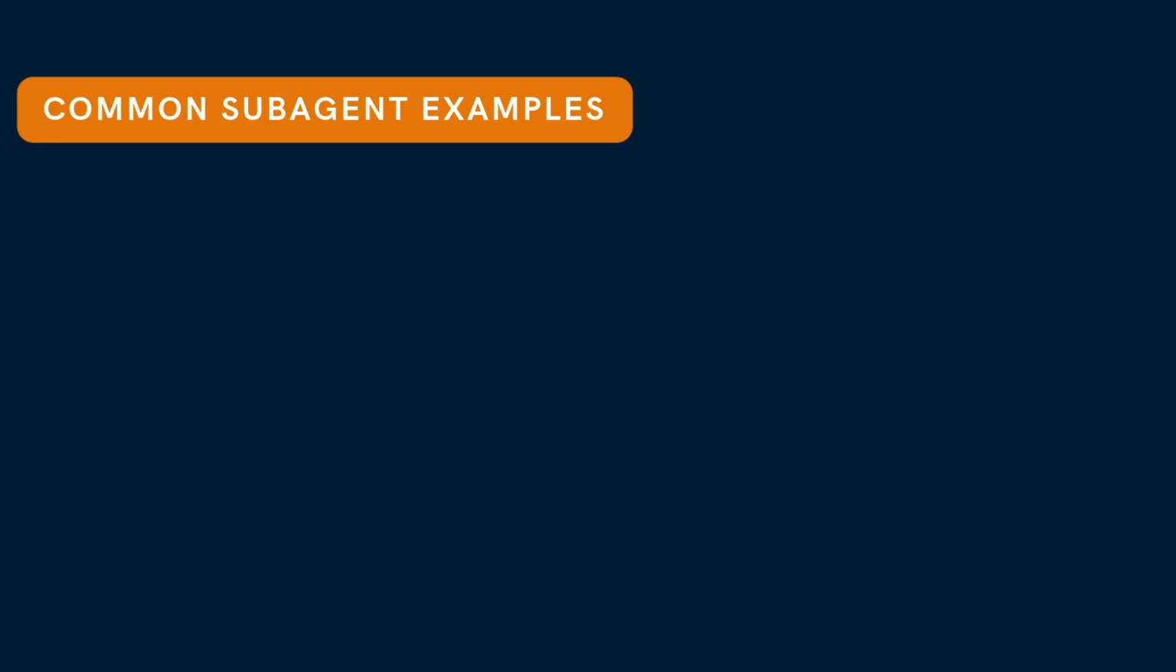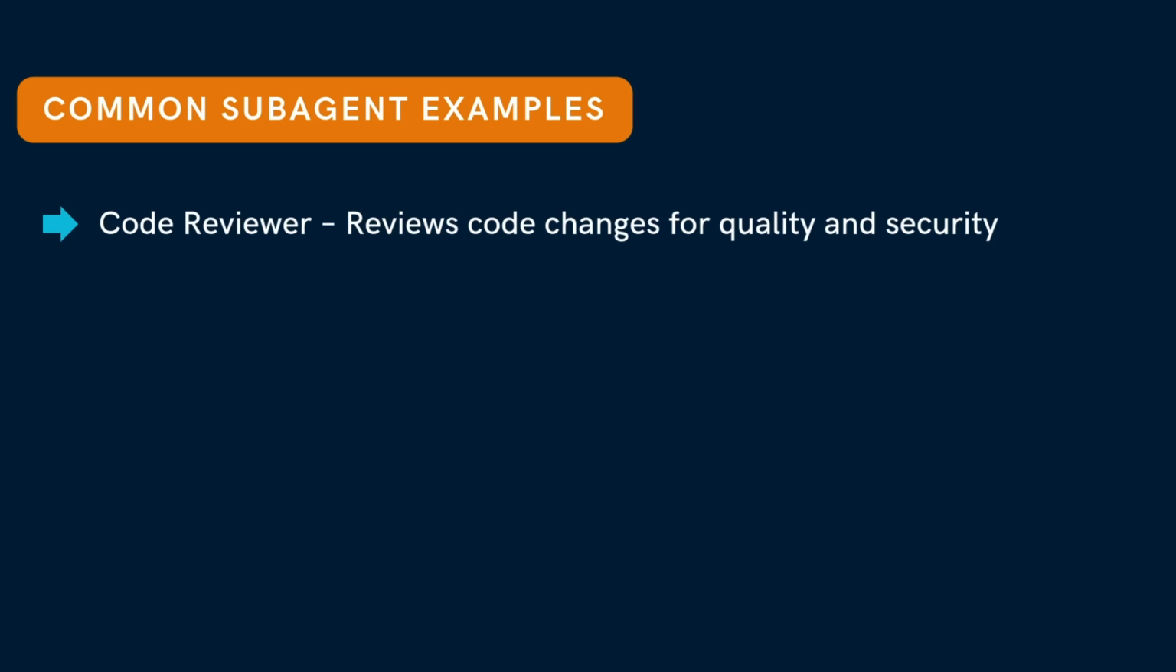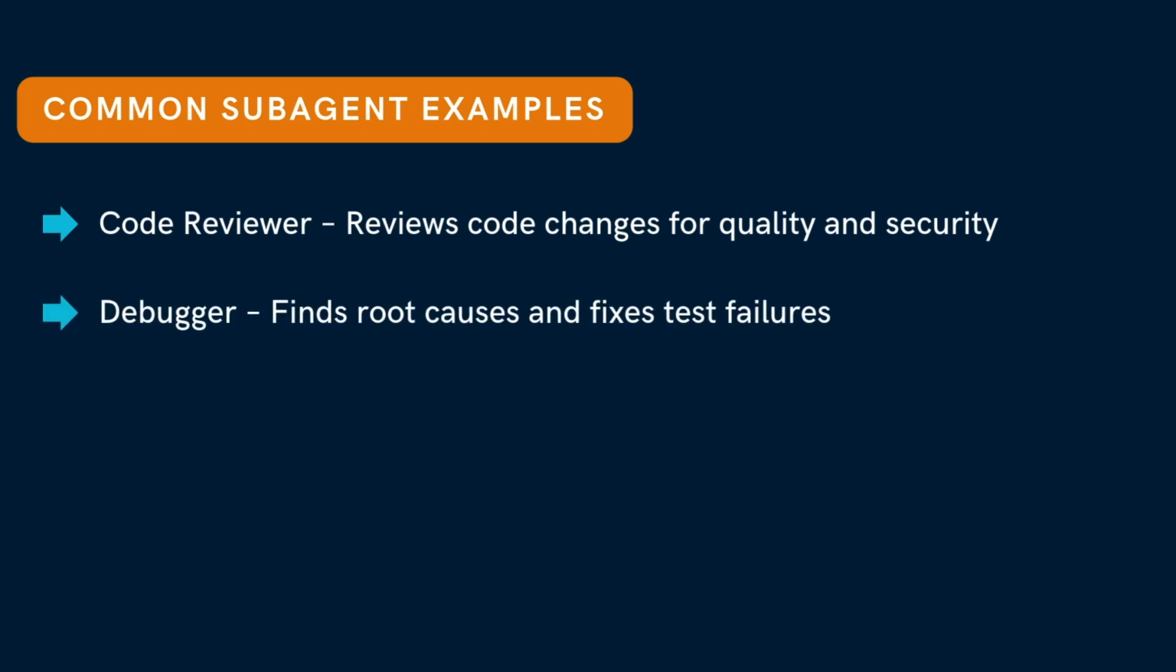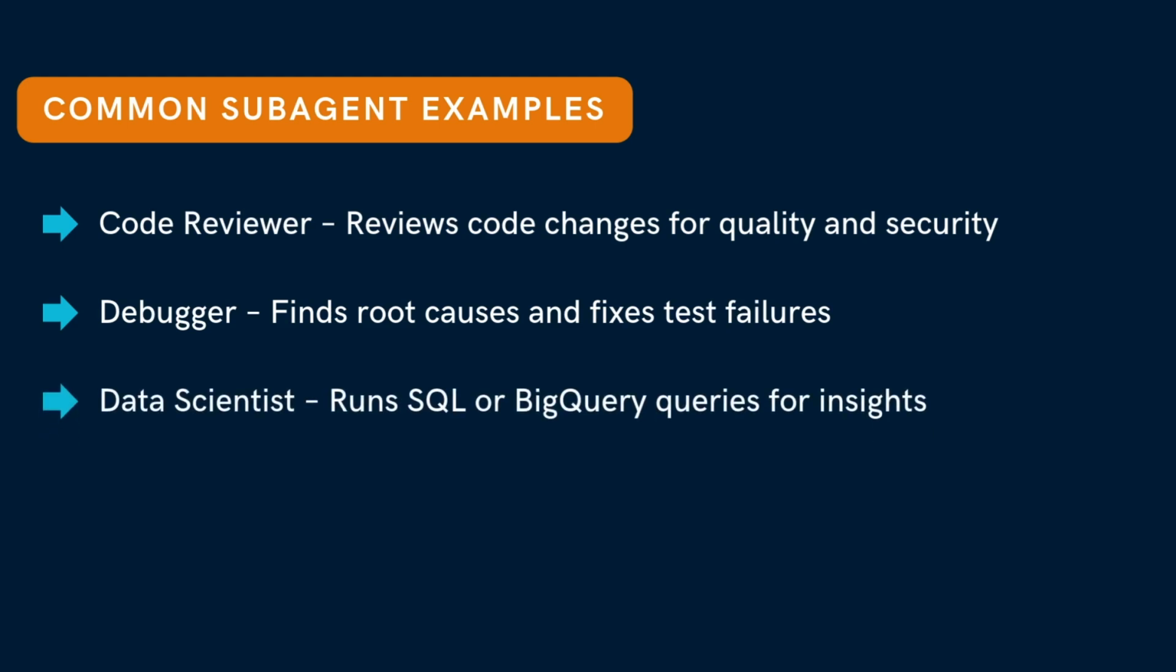Let's go through common subagent examples. The code reviewer checks your updates for errors and quality issues. It helps you keep your code clean and consistent. The debugger looks at what went wrong in your test. It helps you trace and fix problems quickly. The data scientist subagent handles data analysis and reporting. It turns complex data into clear, useful findings.